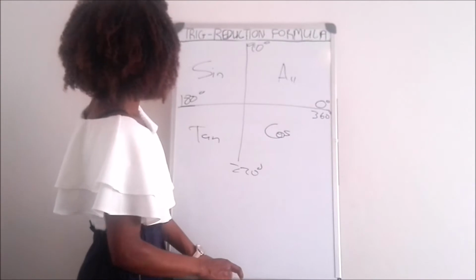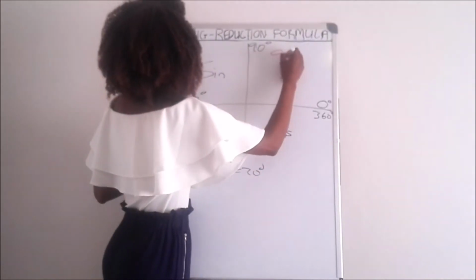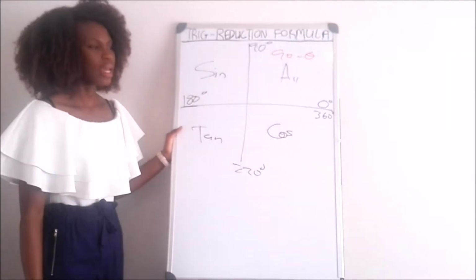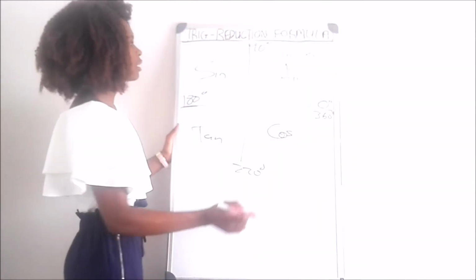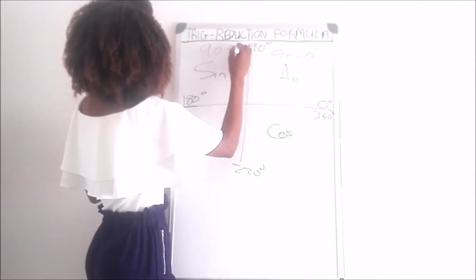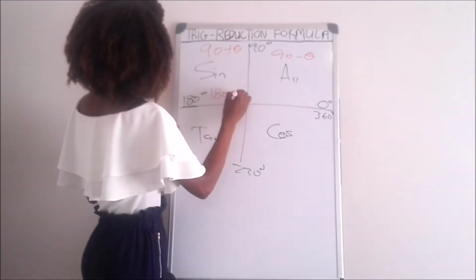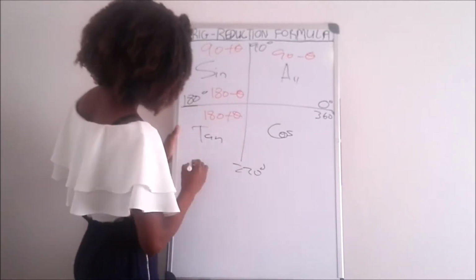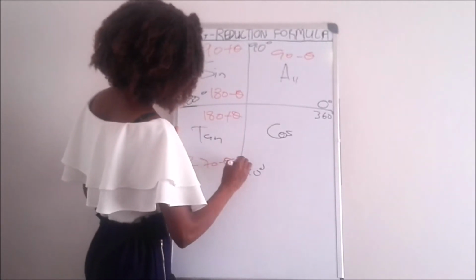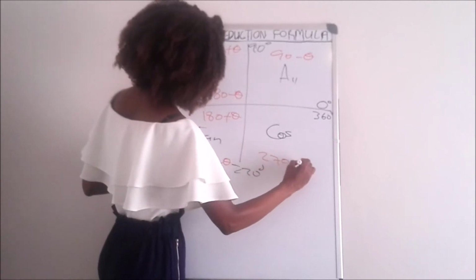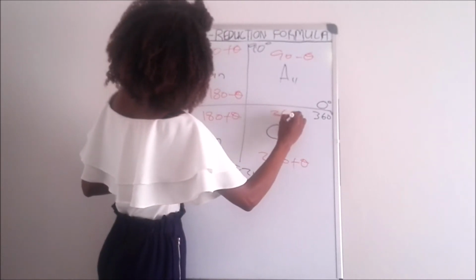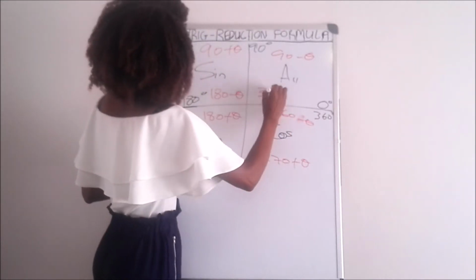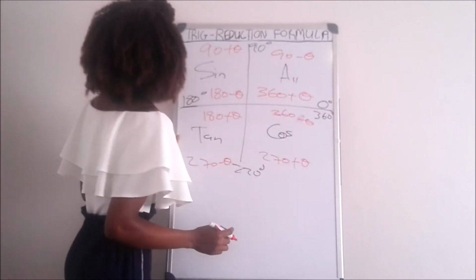Then again, in the first quadrant, we have 90 degrees minus theta, of which all trigonometric ratios are positive. In the second one, we have 90 plus theta and also 180 minus theta. In the third one, we have 180 plus theta and 270 minus theta. In the fourth one, we have 270 plus theta and 360 minus theta. Lastly, in the first quadrant again, we have 360 plus theta.